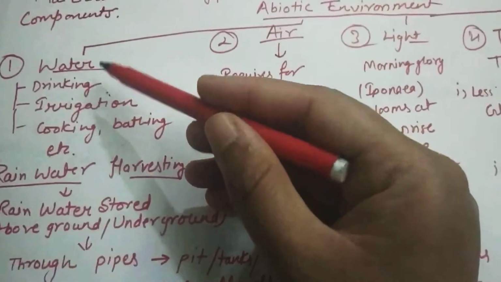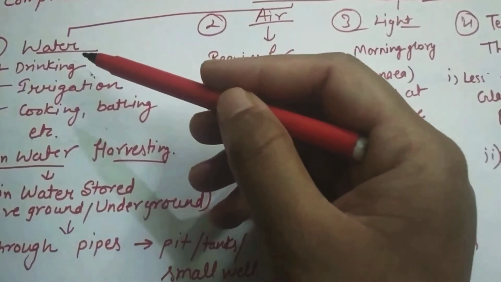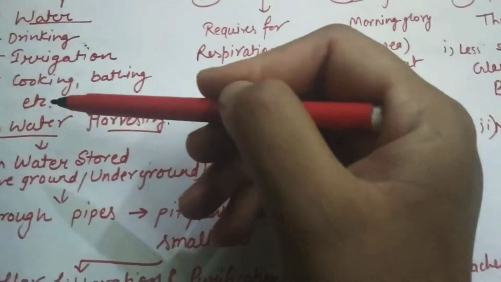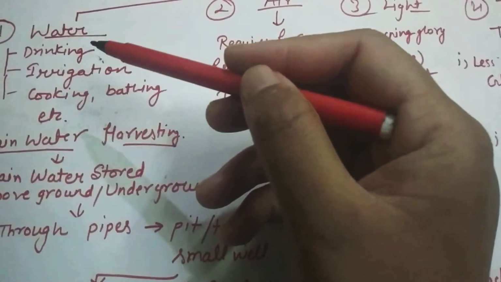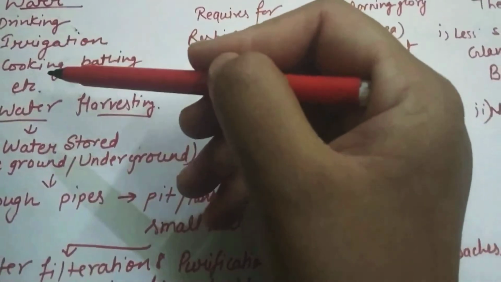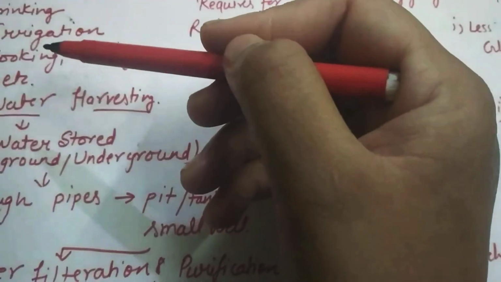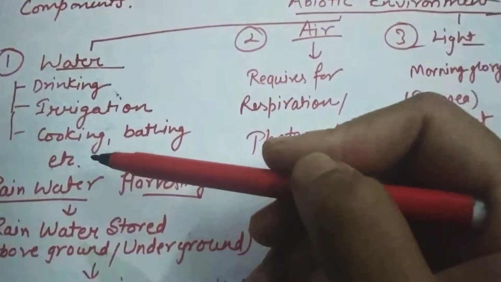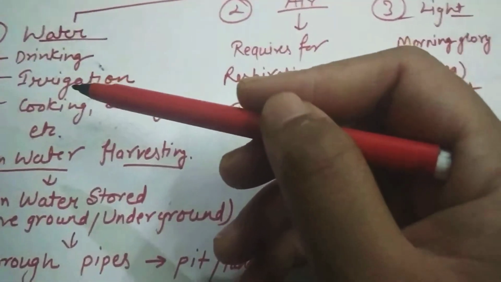What is the use of water? Water is useful for drinking, irrigation, cooking, bathing and other works. It's also helpful for the farmers for irrigation purposes. It's helpful for us for drinking, for household work, for cleaning, for cooking. These things are very necessary.